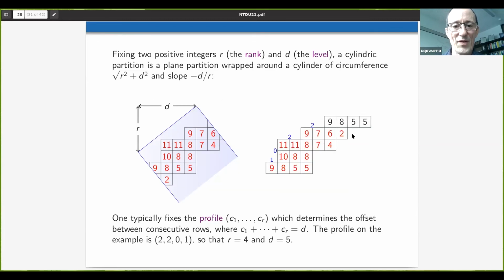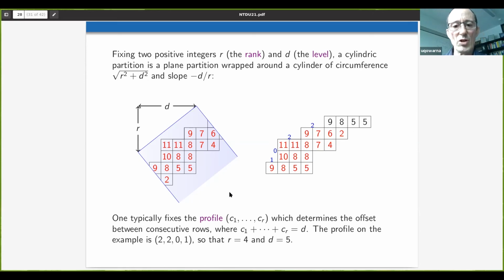So how do you define these things? We're fixing two integers, r and d, where r is what I'm going to call the rank. This r is going to be the same as the r in SL_r or in affine SL_r. And d is the level, which is essentially going to be the same as the level of the representations, if you know what the level is. The higher the level, the more complicated your representation. And so a cylindric partition, essentially the idea is it's a plane partition that you've wrapped around the cylinder.